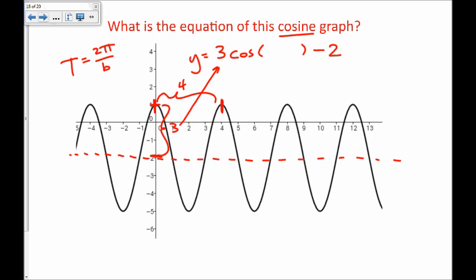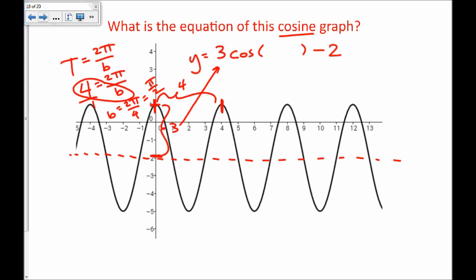So I know the period is 4, I'll put that in for T, so 4 is equal to 2 pi over b. Now I can solve this equation for b. I'll just put this over 1 and then do a swapping. I can do it with proportions. And so b is equal to 2 pi over 4, which equals pi halves. So b must be pi halves.